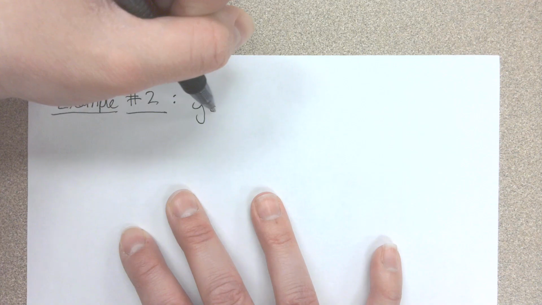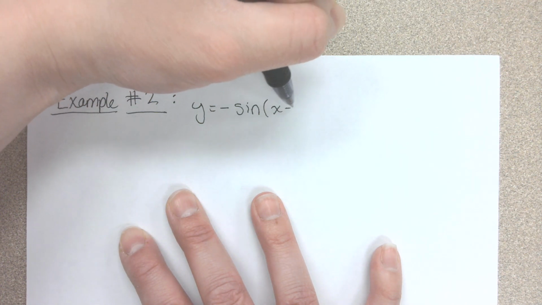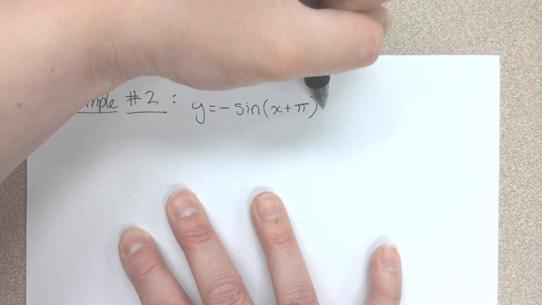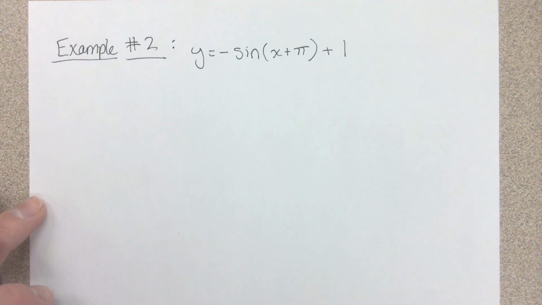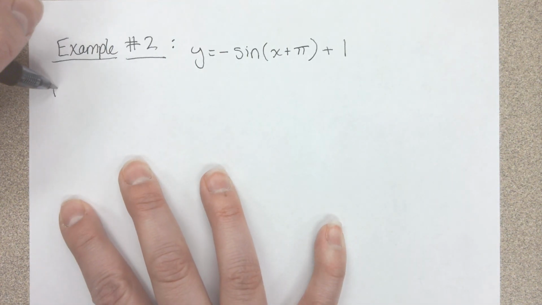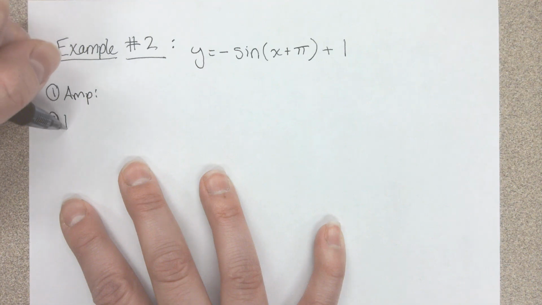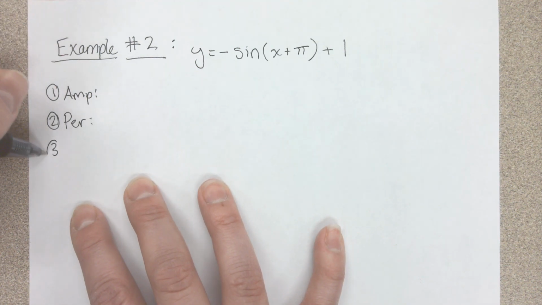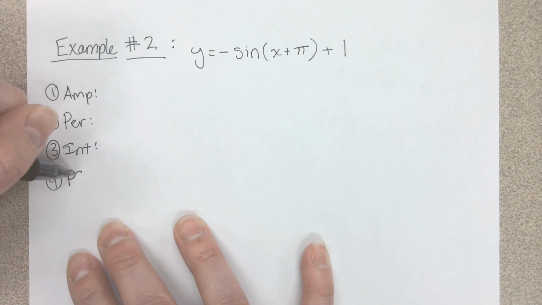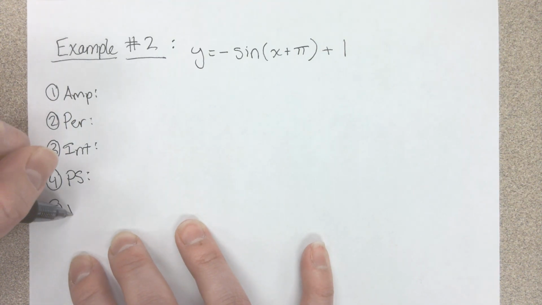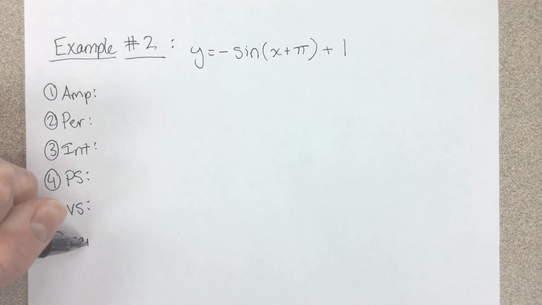Second example, y equals negative sine of x plus pi, plus 1. Our usual list: amplitude, period, interval, phase shift, vertical shift, and domain and range.